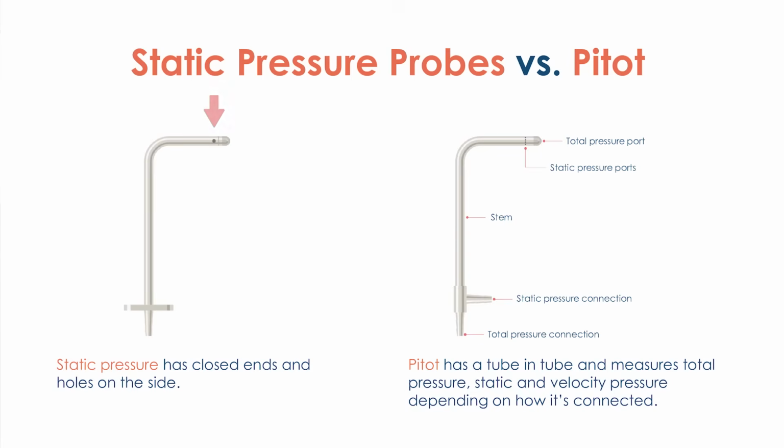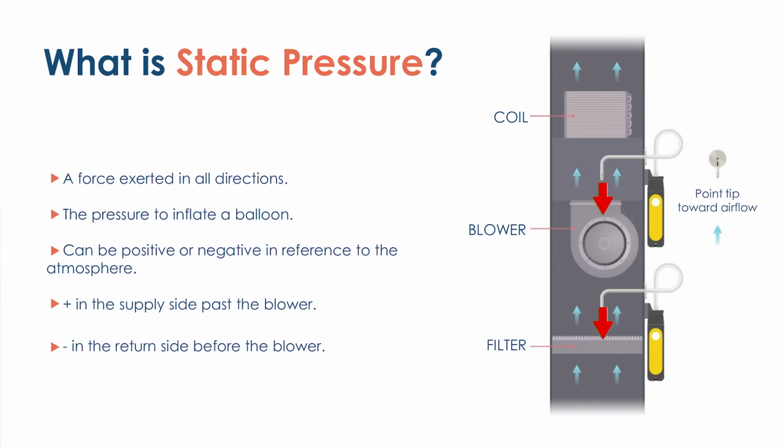But a static pressure probe has a closed end and only has ports on the side. So how do we install it? When we're taking a pressure measurement, we're putting the probe against the flow of airflow. So we're pointing it against the flow. And why are we doing that? We're doing that so those little ports on the side are not affected by the velocity flow, because we don't care what the velocity pressure is. We want to know what the balloon pressure is pushing against all sides.